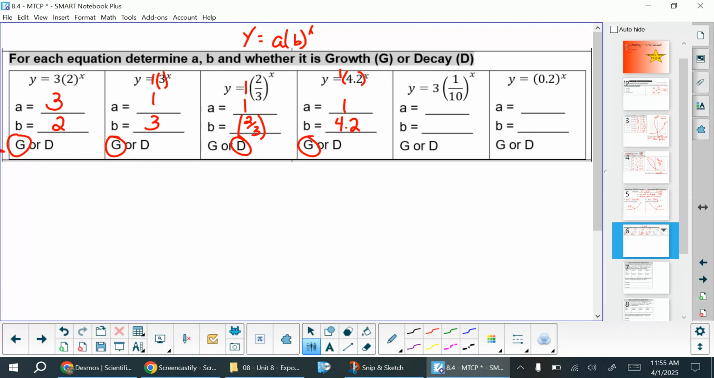On this next one, my a is 3, and my b is the 1/10. Well, 1/10 is less than 1, so that's decay. And then on this one, the 0.2, that's my b. The a is just the 1 out front, and that is decay.